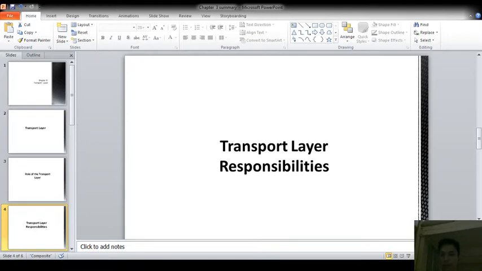So next is the tracking of individual conversations. So what is happening here is that a host may have multiple applications that are communicating across the network simultaneously. Each of these applications communicates with one or more applications on one or more remote hosts. So it is the responsibility of the transport layer to maintain and track these multiple conversations.